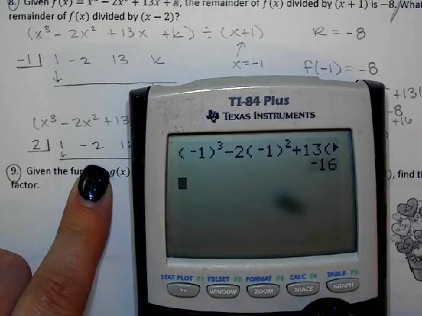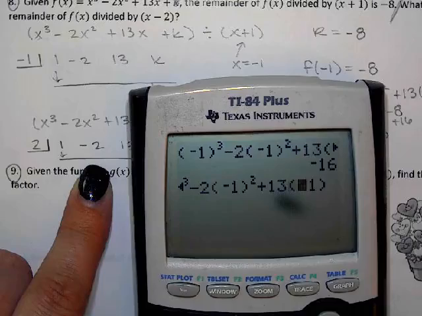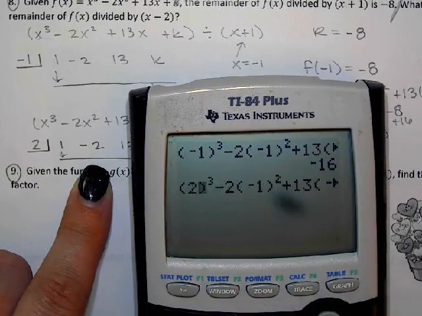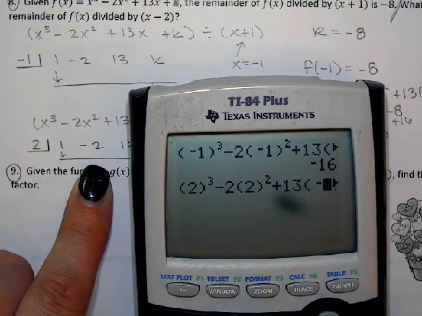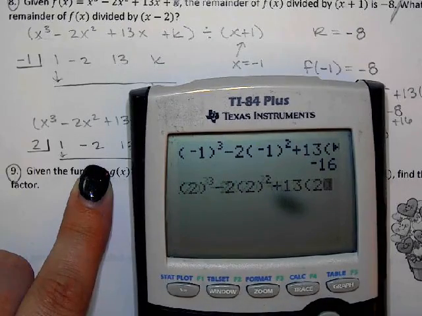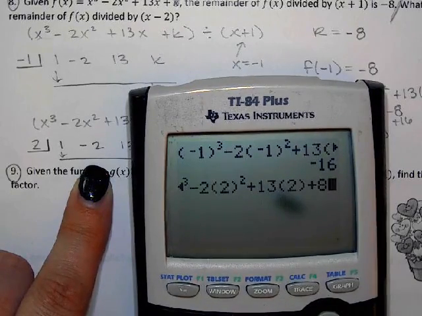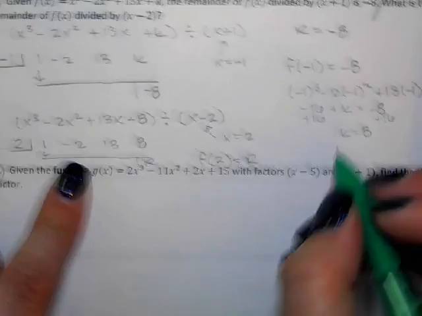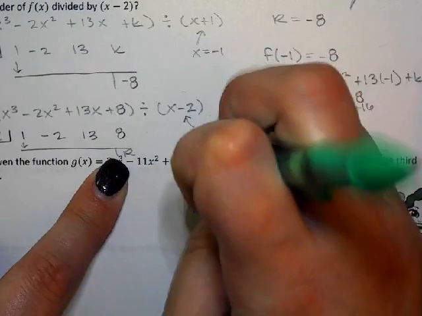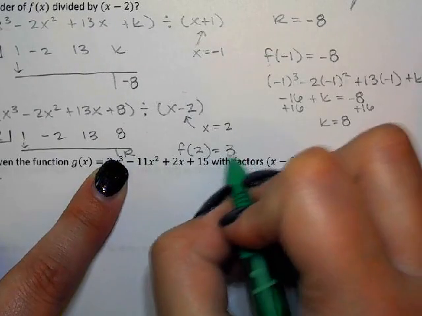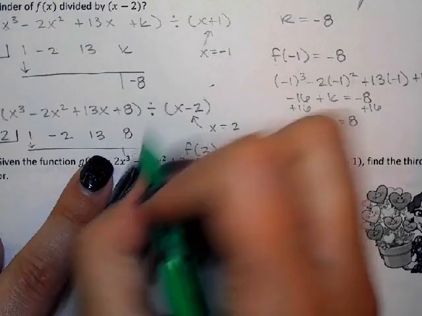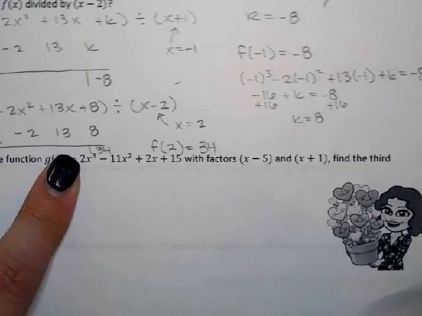So I'm just going to go up here, change all these to 2's. 2. 2. 2. And then I'm going to make sure that I put plus 8 on the end. That's the plus k value. So I get my remainder is 34. So f of 2 equals 34, which means that if I had done it with synthetic division, I would have gotten 34 over here. So the remainder is 34.